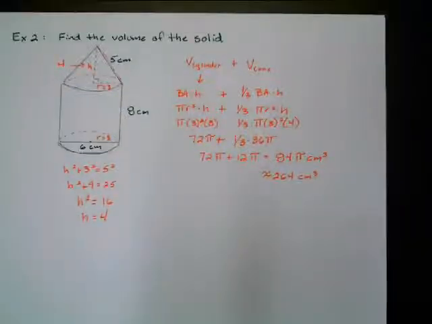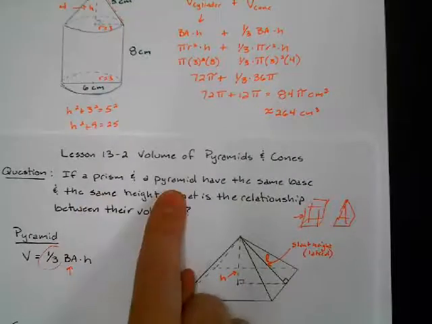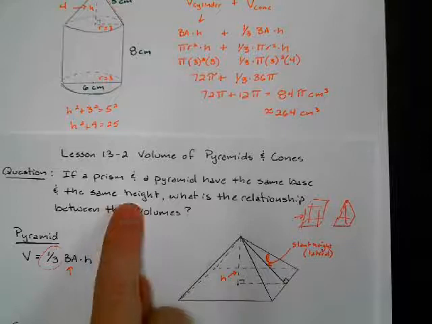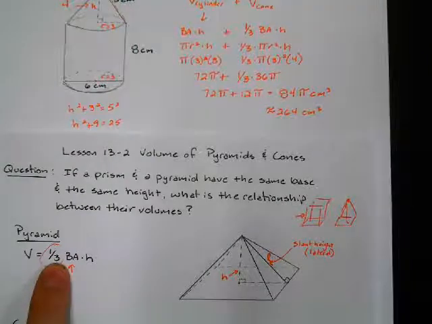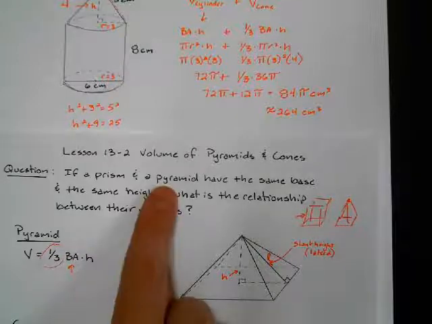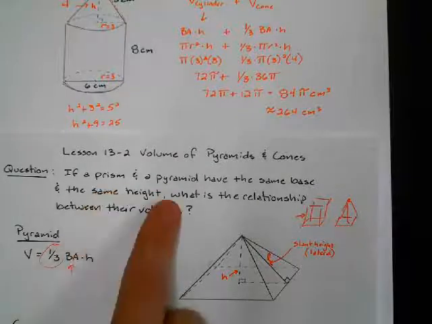So the big difference between a prism and a pyramid, if they have the same height and the same base, there's going to be a difference of 1/3. So the pyramid will always have 1/3 the volume of a prism that has the same base and the same height.